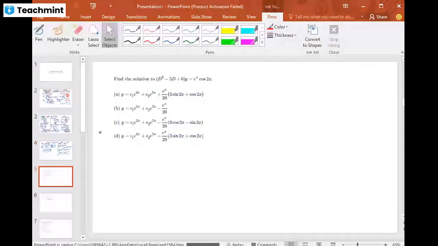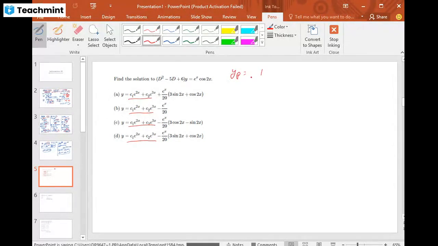Now let us start with the problem where we are going to use this property. The question is that we need to find the solution of this problem. Solution means the complementary function and particular integral both. But in this case, you can see all four options have the same complementary function. So our main interest is to find the particular integral. So what is the particular integral? For the particular integral, firstly we apply the inverse operator 1 upon D square minus 5D plus 6, and our function is e power x into cos 2x.